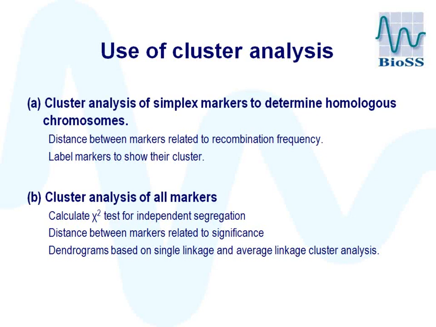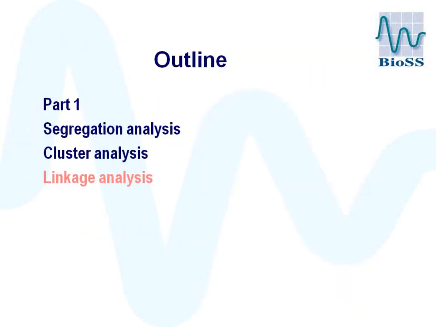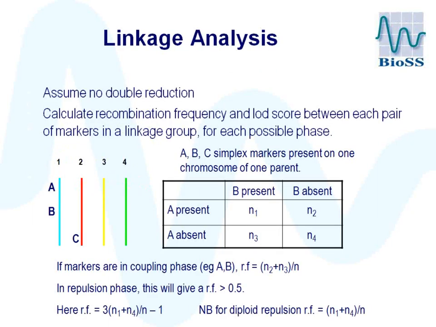The second stage does a chi-square test for independent segregation, and the more significantly associated the markers are, the closer they are in the cluster analysis. Right. I'll pass on the dendrogram until we actually demonstrate the software. In terms of the linkage analysis, I'm only going to cover this quite briefly because I know that time is short.